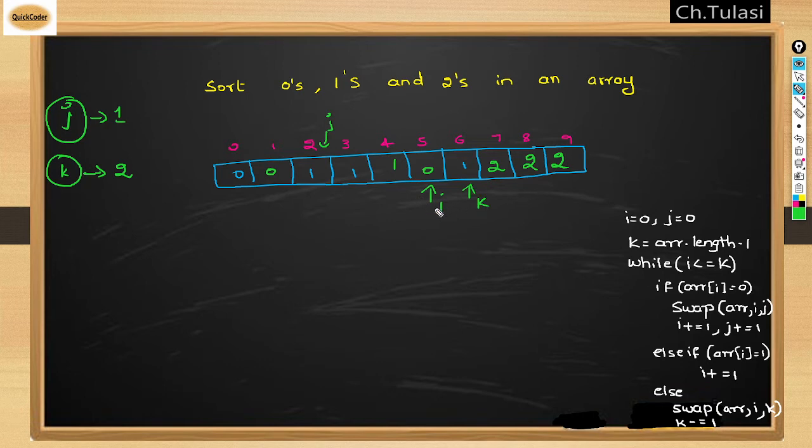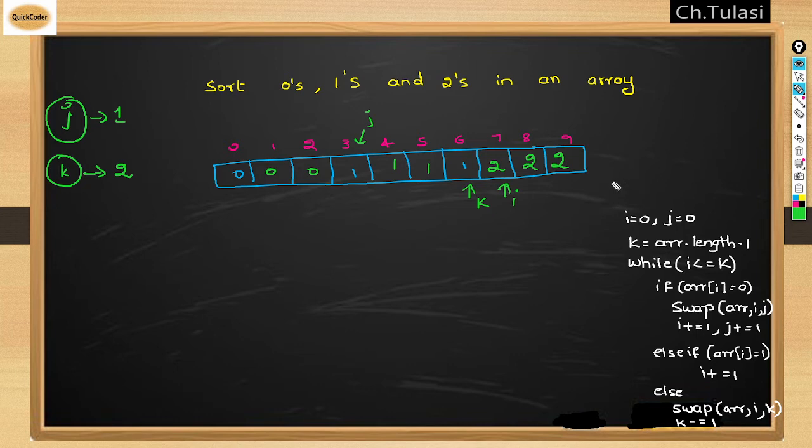Again I check whether i is less than or equal to k. Yes, and array of i is equal to 0. So what happens if 0 occurs? Swap array of j and array of i, so here there will be 0 and here there will be 1. Now I increment both i and j. Now i is less than or equal to k, and array of i is equal to 1, so I increment i. Again I check whether i is less than or equal to k. No, i is greater than k. So now my loop stops, and my array is sorted.